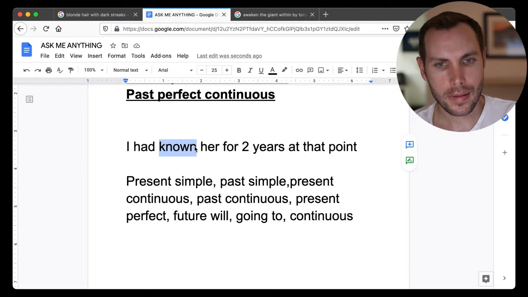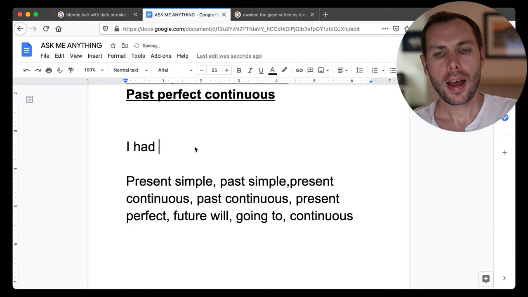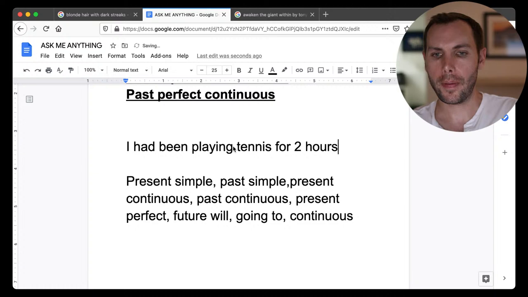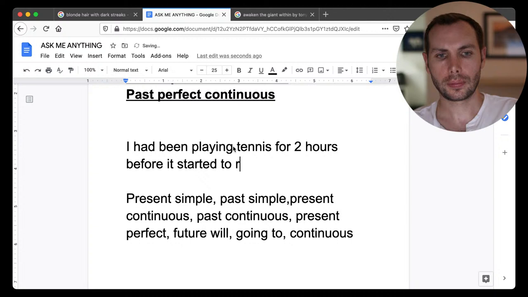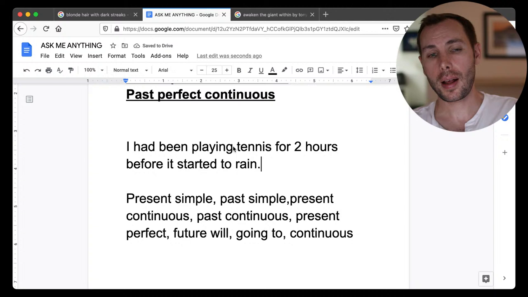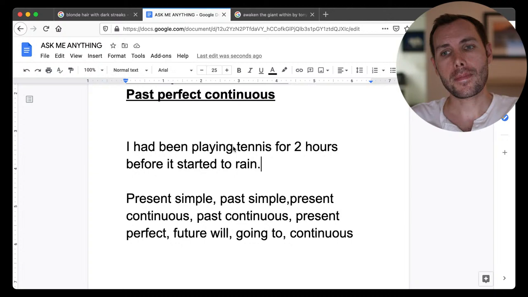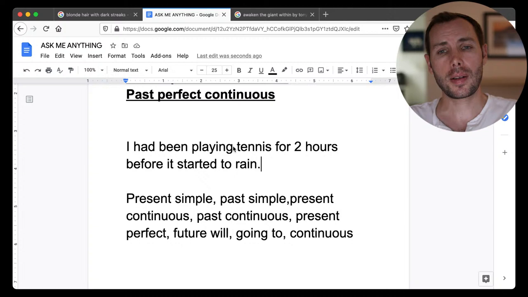and please feel free to give me examples in the comments. I had played tennis. Okay. I had been playing tennis for 2 hours before it started to rain. So this is past perfect continuous, right? I had been playing for 2 hours before it started to rain. Again, so you're giving like a timeline of how things happened. I had been doing this before that happened. And then this happened.